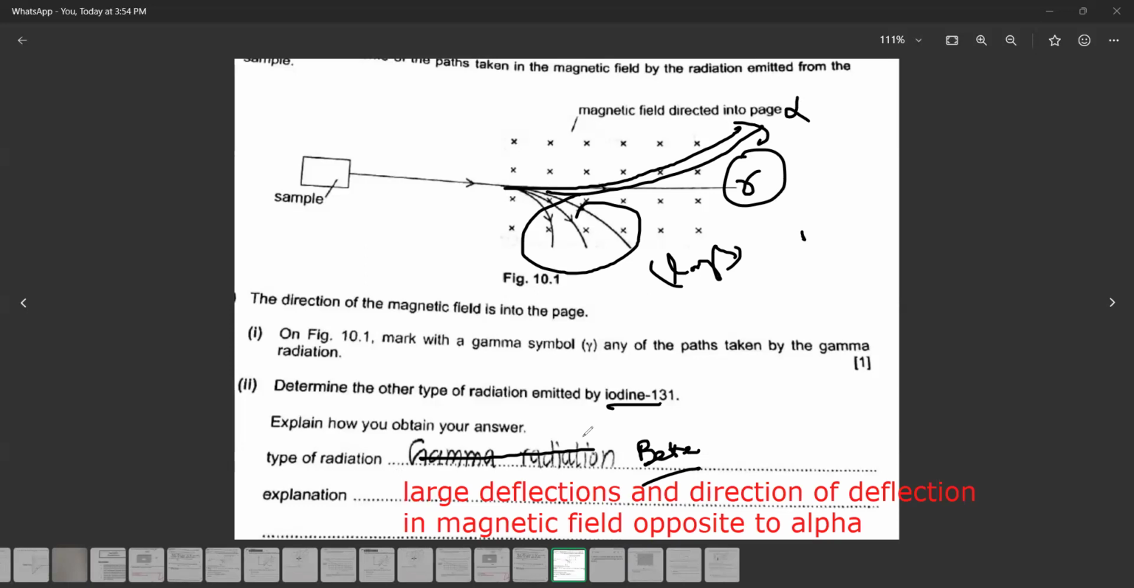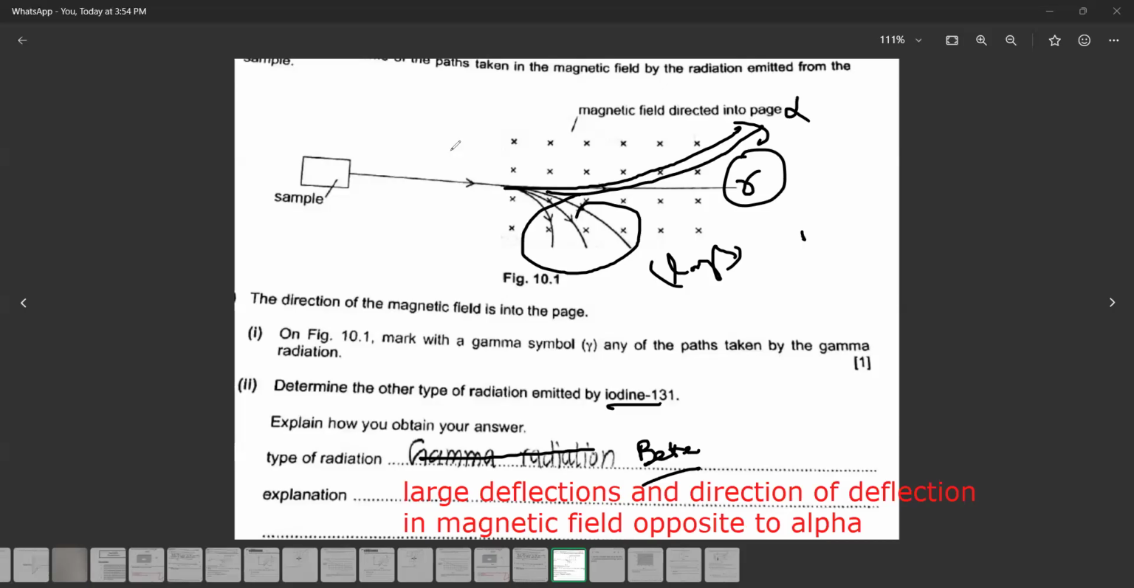So that's left for alpha and right for beta. Or you can use the same left hand. If it follows the rule, it means it's alpha. If it does not follow, it means it's a beta, like opposite.